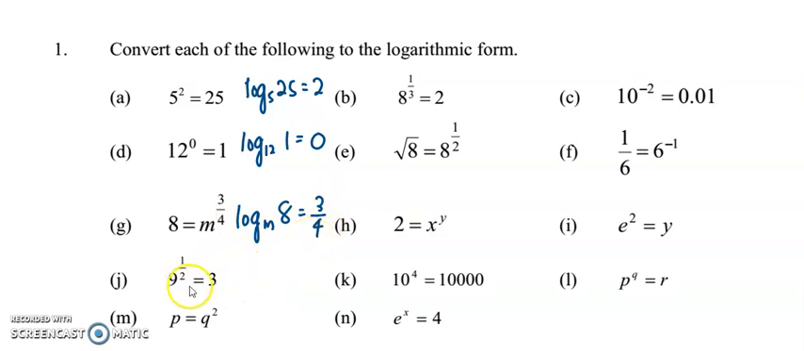Alright, and 9 power of 1 over 2 equals 3. We can change to the log form as well, where the base is 9, which is the same as the base of the index, 9, and the 3 will be here. The power of the base will be at the right hand side.